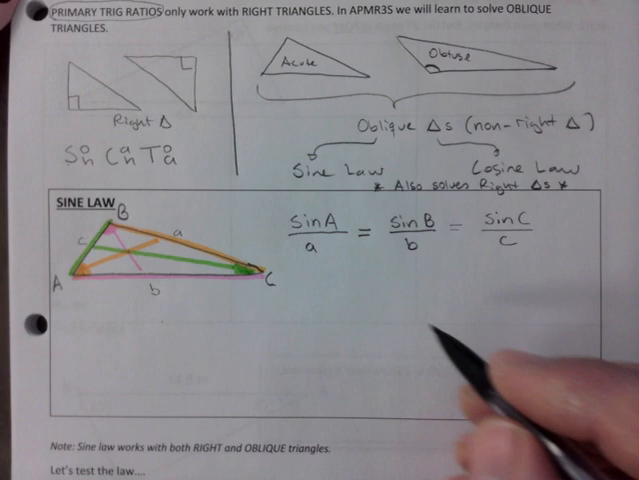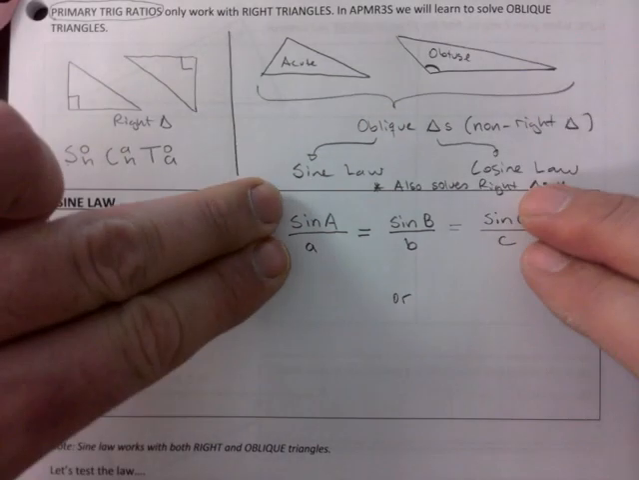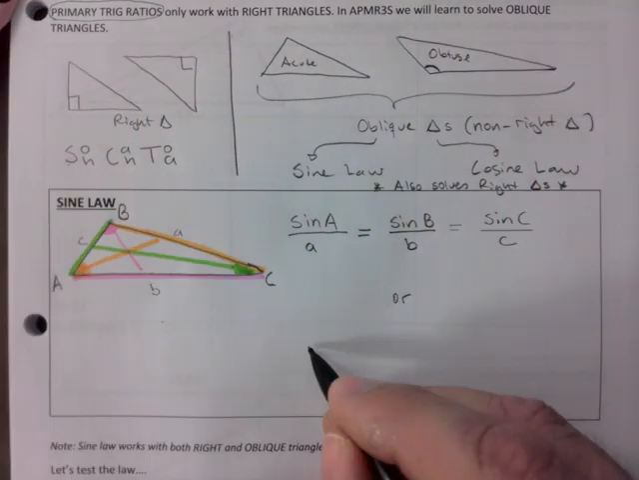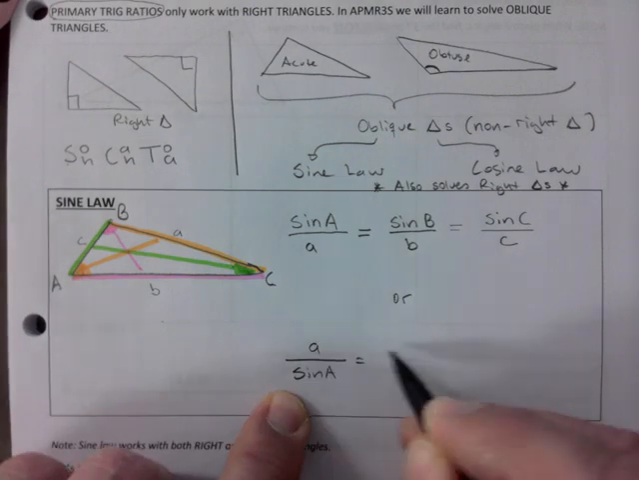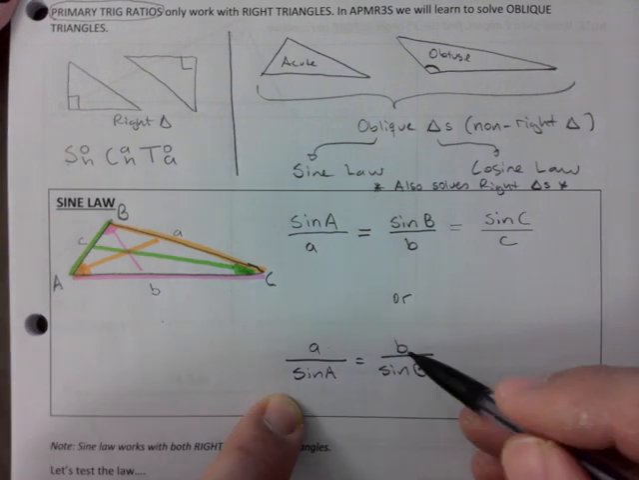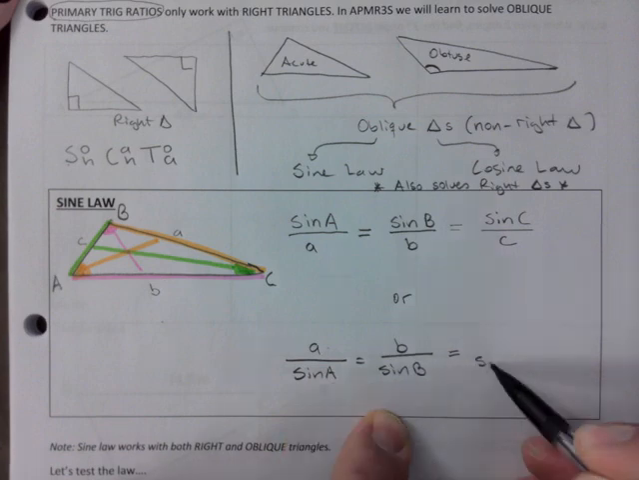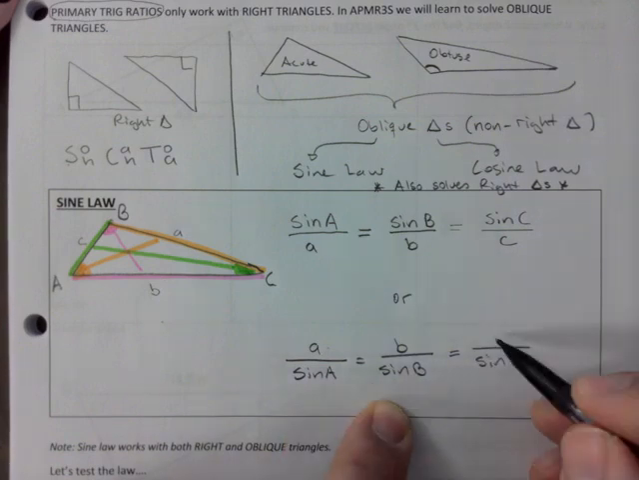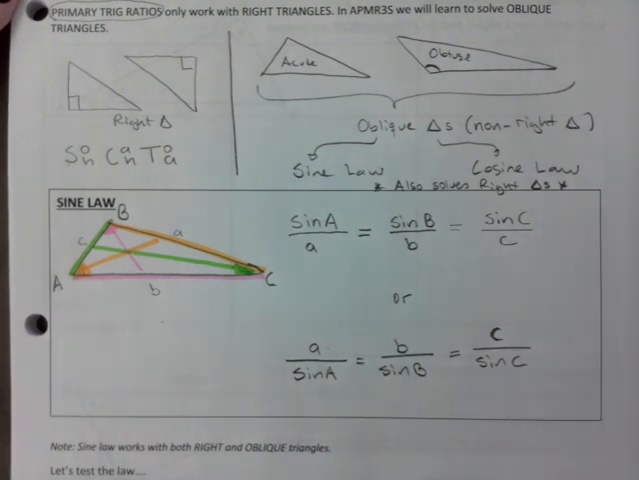Or you can just flip-flop this, okay, guys? I'm gonna flip it. So you could, if you wanted to, have the sides on top. As long as you stick with one method, you can't flip-flop, right? Sides need to line up with angles with their sine. Attached with sine. You can never just have an angle floating here randomly. It always needs to be attached to sine, okay? You can't just have a random angle there. So this is what the sine law basically states.